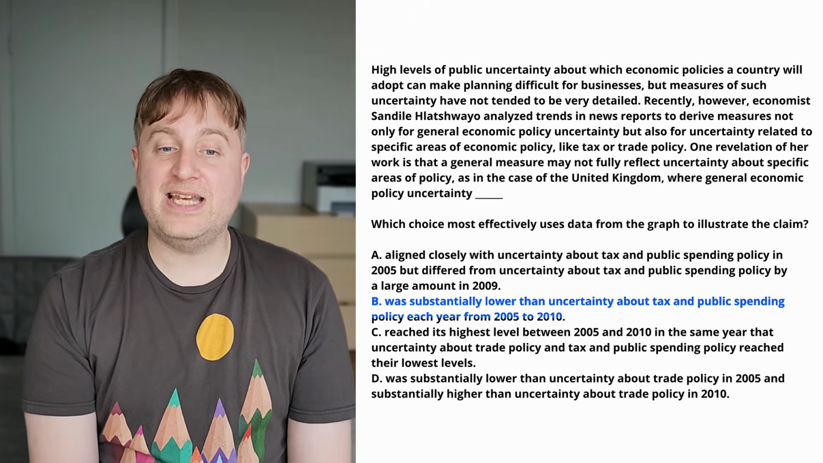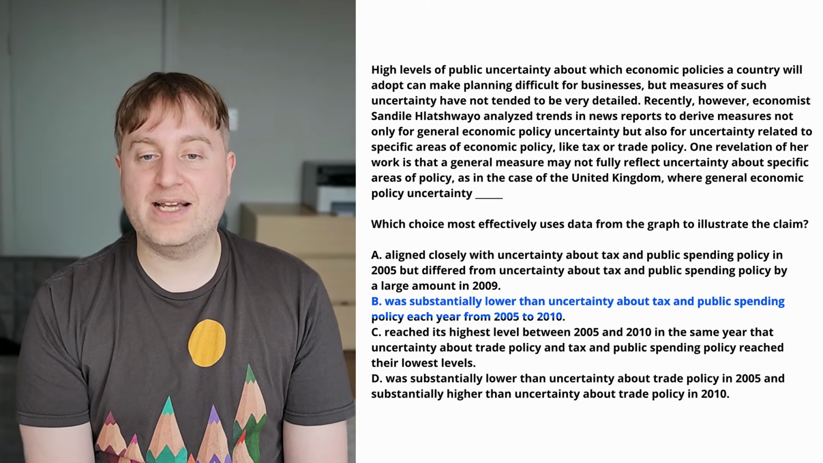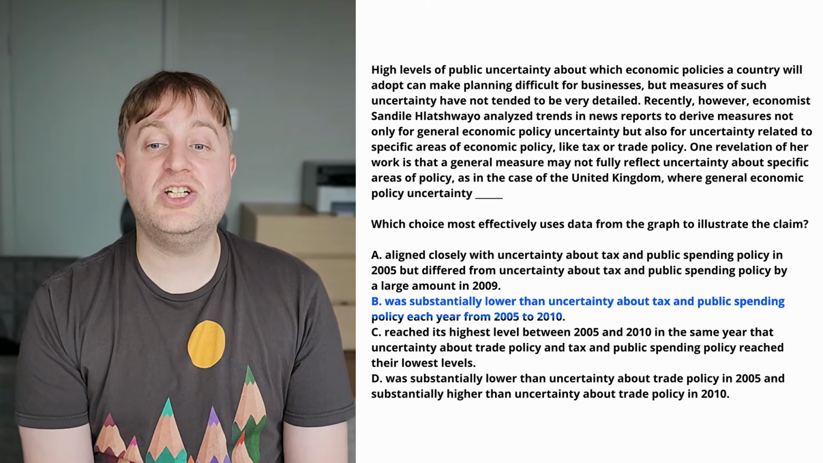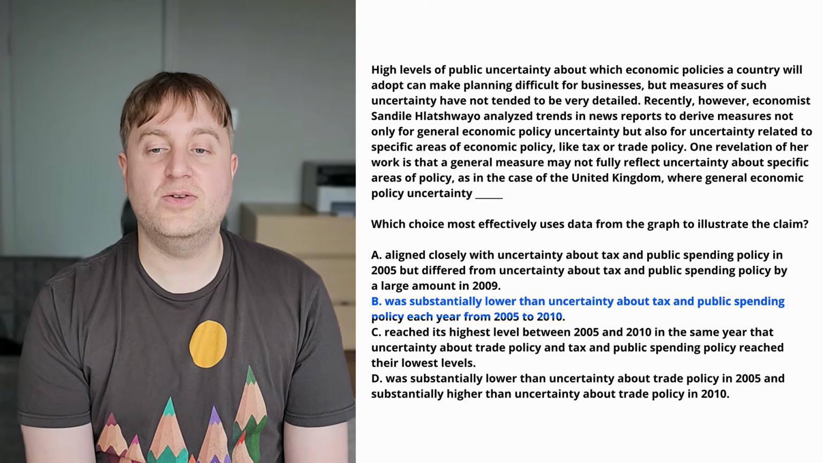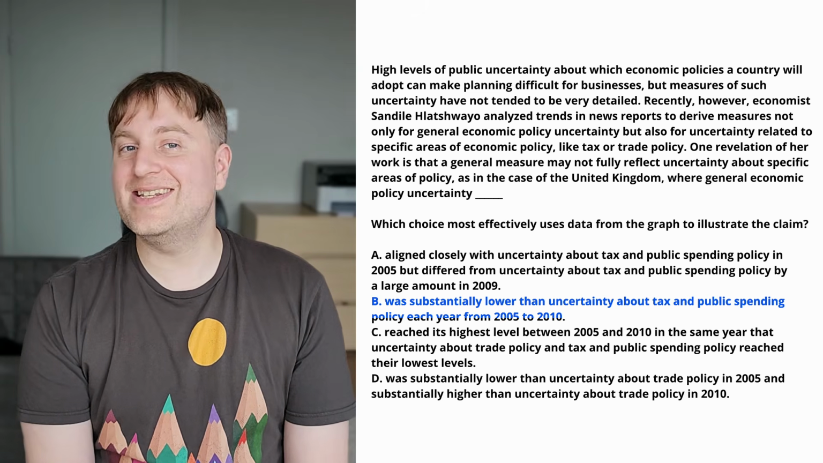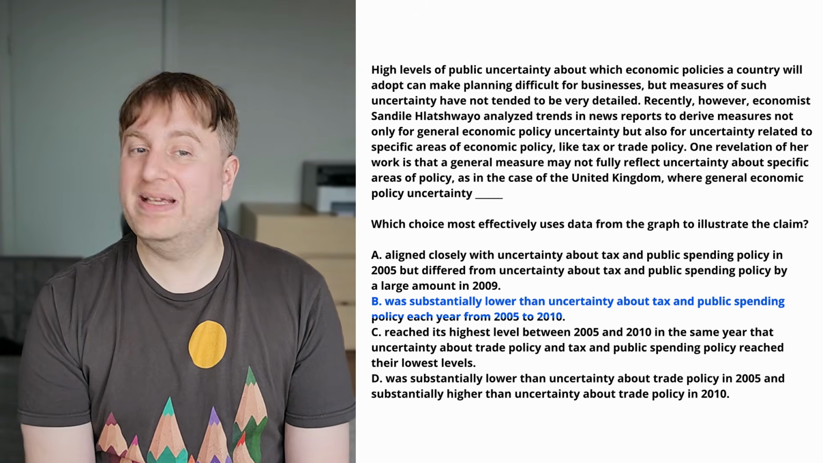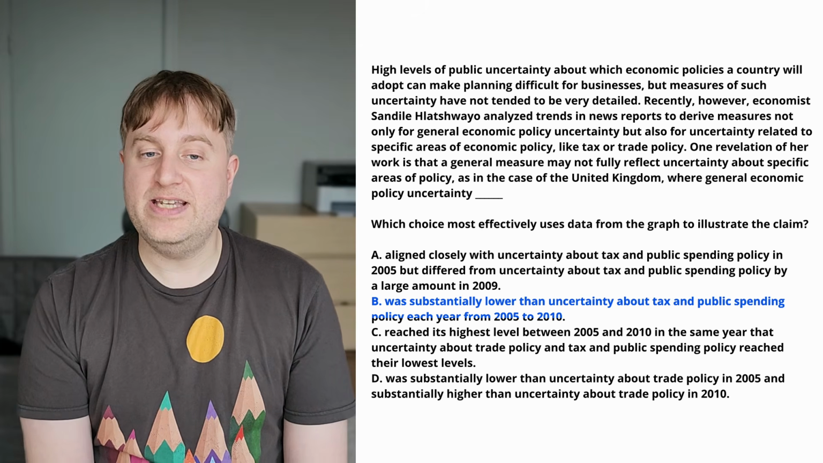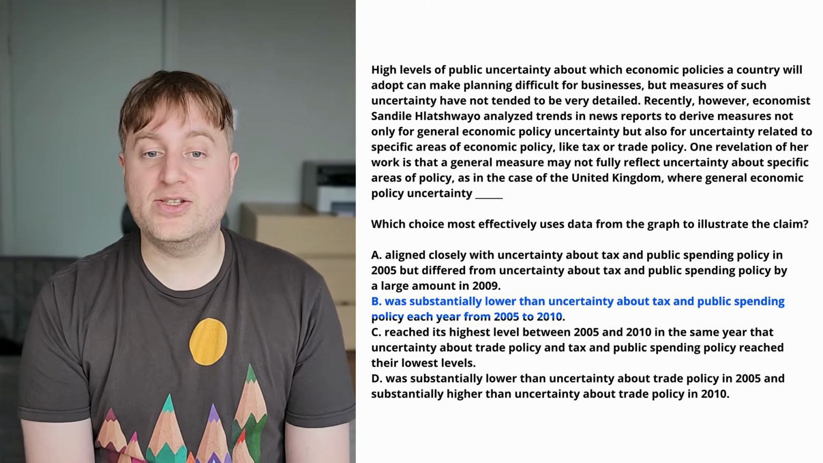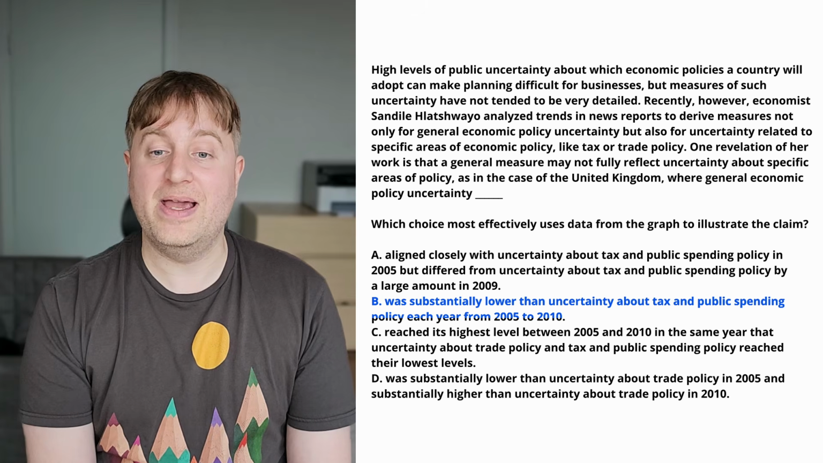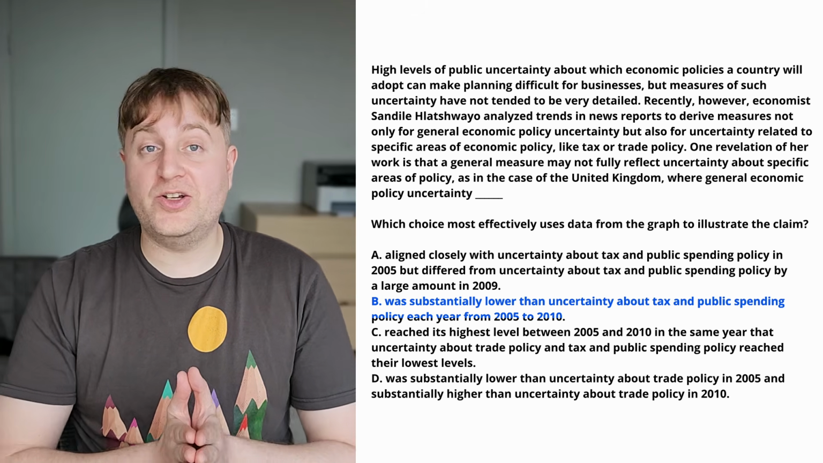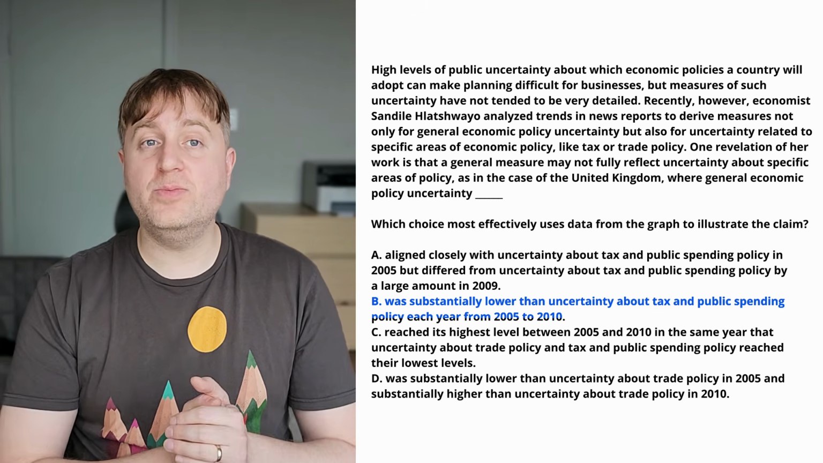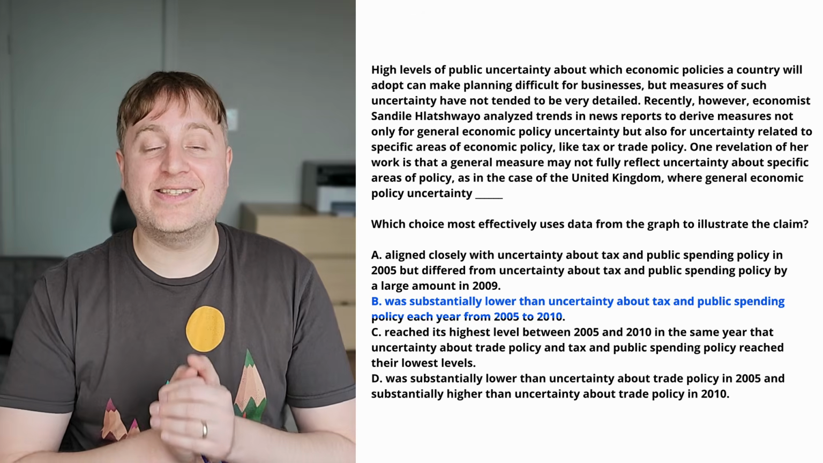B. Was substantially lower than uncertainty about tax and public spending policy each year from 2005 to 2010. Now here's an answer that does appear to match my prediction because it tells me that general economic policy uncertainty was different, substantially lower than uncertainty about a specific type of spending policy. And because it seems like it could be the correct answer, I'm now going to move on to that next step and check it against the graph.